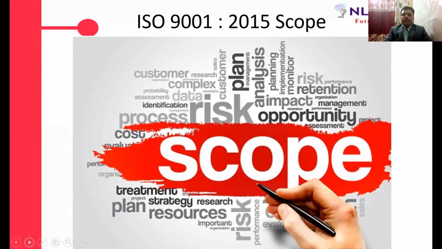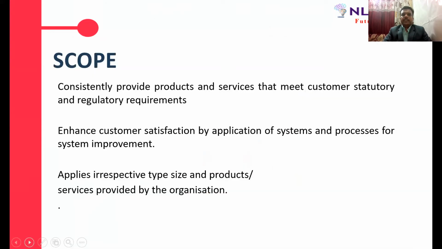So what is the scope of this standard? Scope of the ISO 9001-2015 standard. So you see the wording, it is consistently provide products and services which meet customer, statutory and regulatory requirements. So if you look at the standard, it says you need to demonstrate the ability to consistently provide products and services which meet customer, regulatory and statutory requirements.